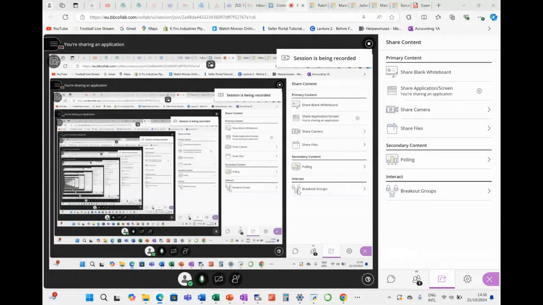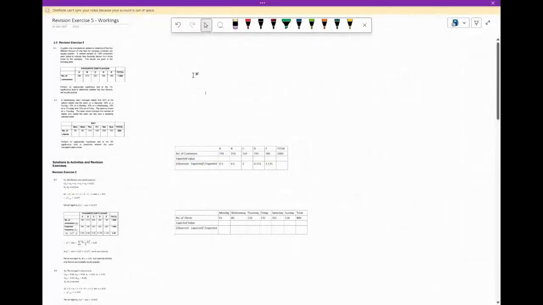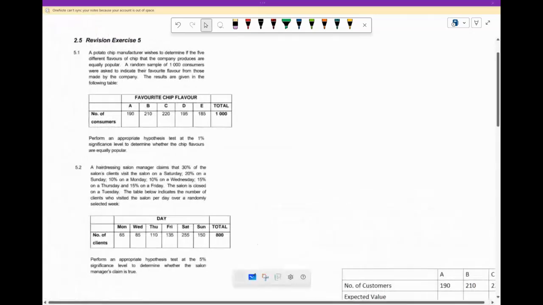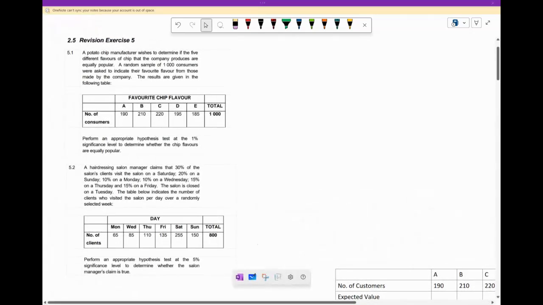Okie dokie. So revision exercise 5. Again, here it's split into 2 exercises, but like I said, it's easier than the one we just did. So this should be quick.